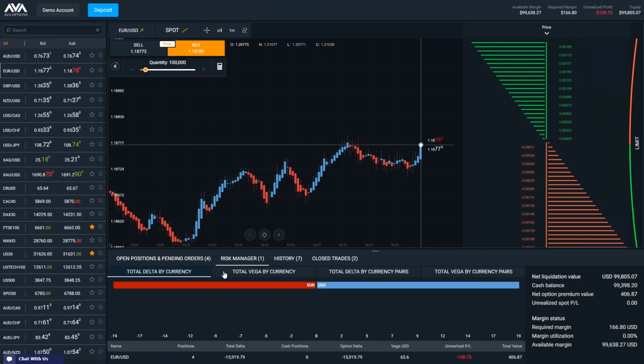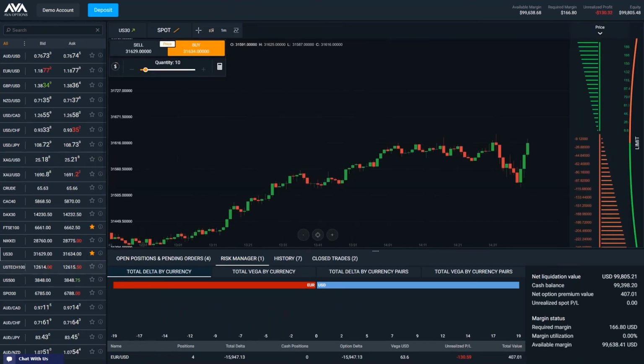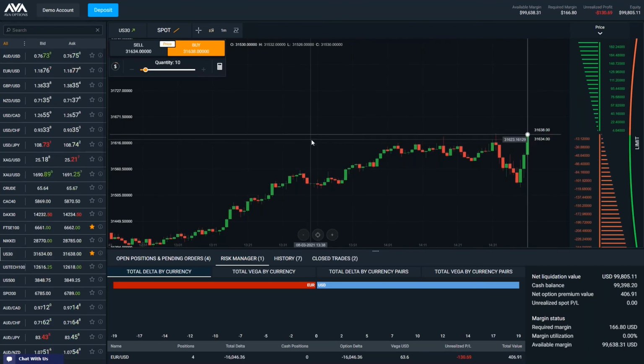Risk Manager shows us all of our net risk. We can also trade indices like the US 30, that's the Dow 30. You can trade various indices, but there are no options yet available on them, but you can trade them as CFDs.